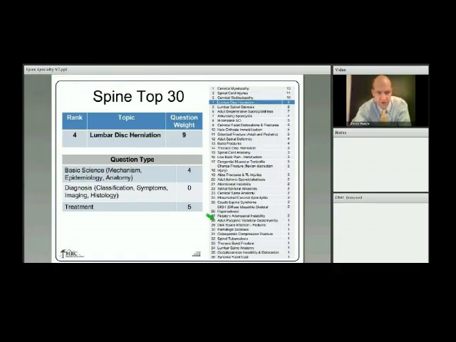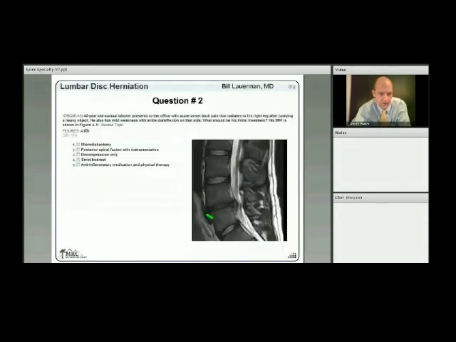The first topic is lumbar disc herniation. It is the fourth ranked topic with a question weight of 9. In the past, they do like to ask about treatment of lumbar disc herniation, so a lot of the questions are focused on treatment. Other questions are really focused on basic science. So let's go into the first question.